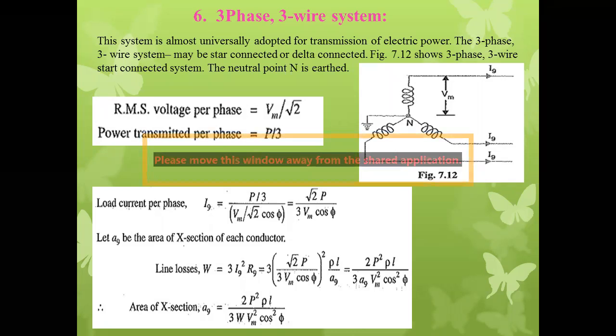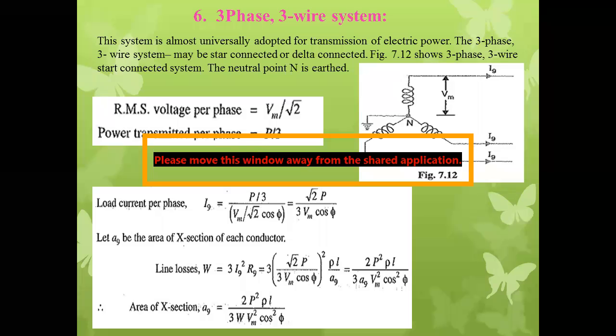Okay, from this formula, I9 will be P divided by 3 into (Vm by root 2) into cos phi. Finally we will get the load current, root 2 into P divided by 3 into Vm cos phi. Let A9 be the area of cross section of each conductor. So the line loss will be W, which is equal to 3 into I9 square into R9. Over here 3 is multiplied because 3 wires are there. That's why the individual line loss per wire or per phase will be added up to find out the total line loss.